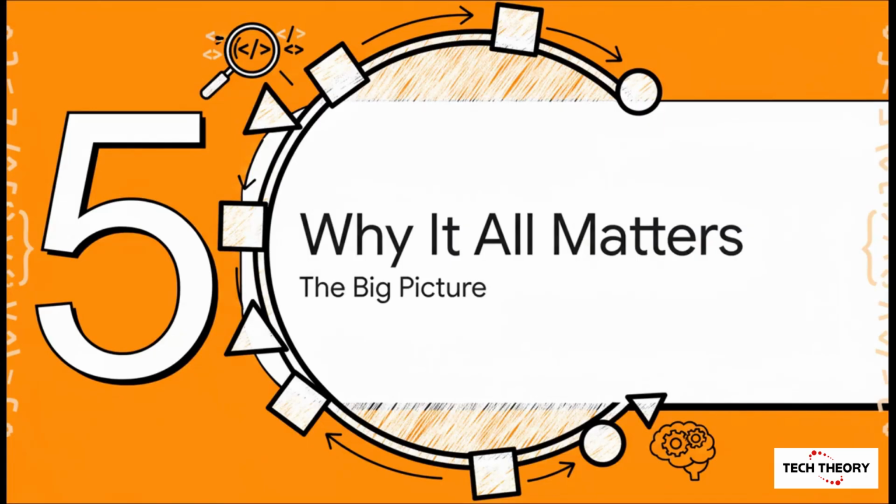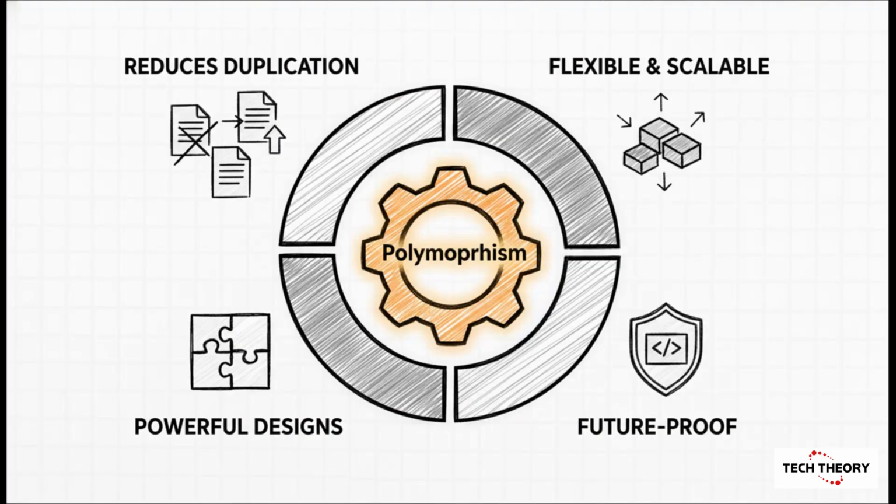So let's zoom out for a second and look at the big picture. Why is it so important to get a handle on this concept if you want to build really great software? Well, the advantages are huge. First, you write way less repetitive code. This makes your programs flexible and so much easier to scale. You can add new features without having to tear everything apart. It also opens the door to some really powerful software designs. And maybe most importantly, it helps you future-proof your code. You can add new types of objects down the road without breaking everything you've already built.